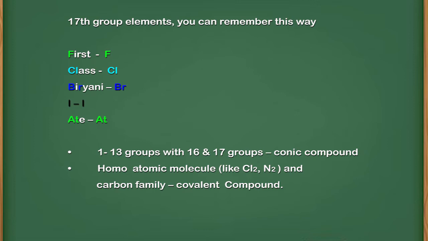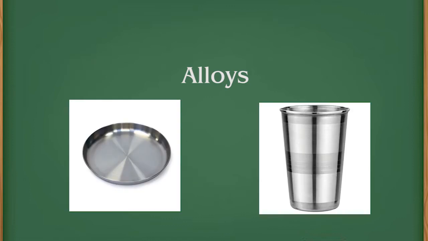Then when groups 1 to 13 elements react with 16 or 17, you will get an ionic compound. 18th group elements will not react with any element. So leave it. 1 to 17: when the first group element combines with the 17th group element, you will get an ionic compound. Then sometimes homoatomic molecules like Cl2, nitrogen form covalent compounds.